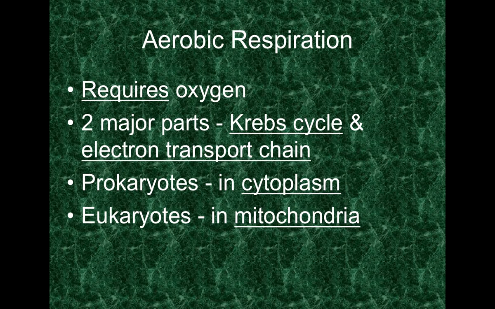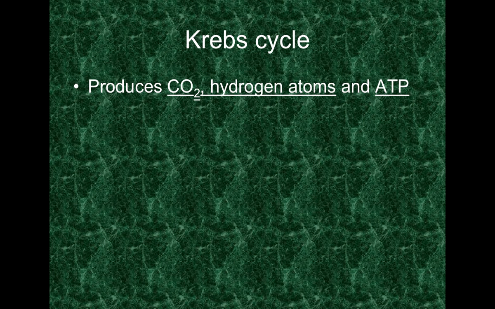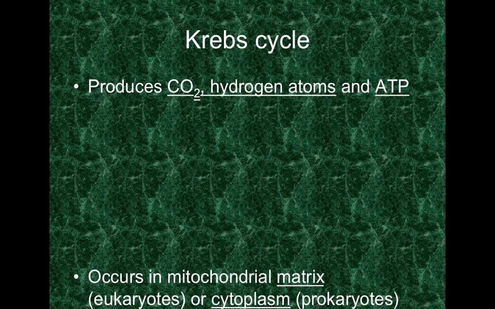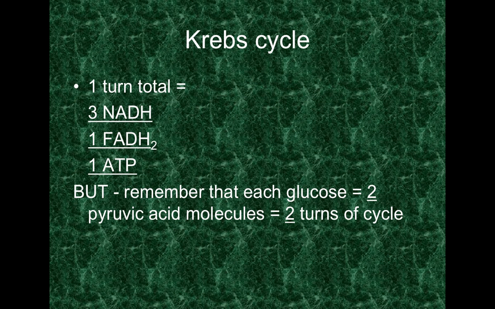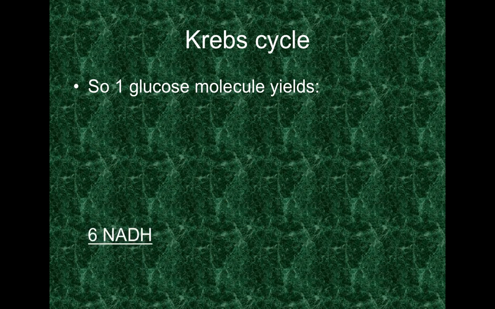So, the first step in aerobic respiration is called the Krebs cycle. The Krebs cycle produces carbon dioxide, hydrogen atoms, and ATP. Now this occurs in the matrix, so the very inner part of the mitochondria, or in the cytoplasm if you're talking a prokaryote. Now the Krebs cycle is a turning cycle, just like the Calvin cycle. It goes round and round and round.